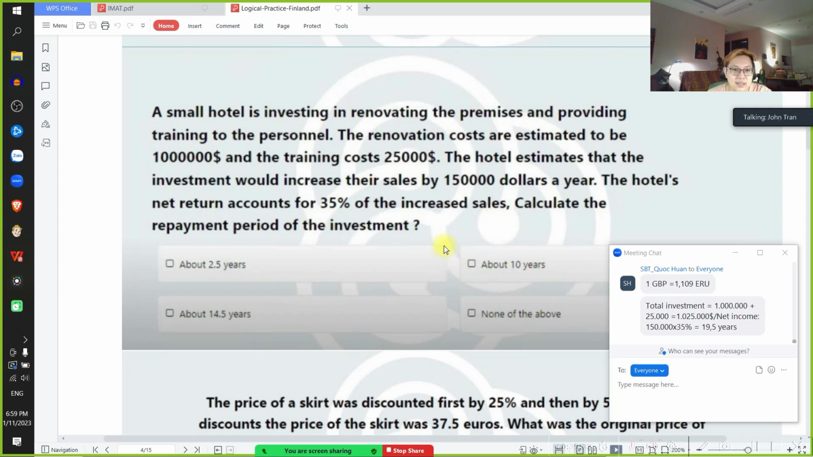Thì cái return của cái khách sạn này, cái mà nó trả về á, nó chỉ chiếm khoảng 35% của cái doanh số được gia tăng mà thôi. Thì nó hỏi là tính cái repayment period of investment, tính cái chu kỳ là nó bao nhiêu năm thì nó trả lại được cái đầu tư này, tức là bao nhiêu năm thì hồi vốn á. So it means like after how many years you get even, like you get repaid for all the thing that you invested.